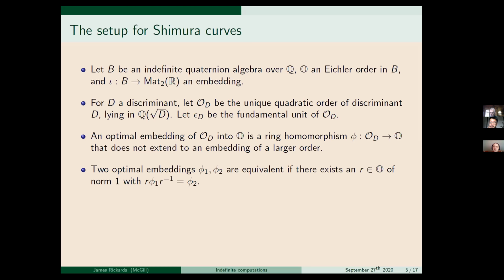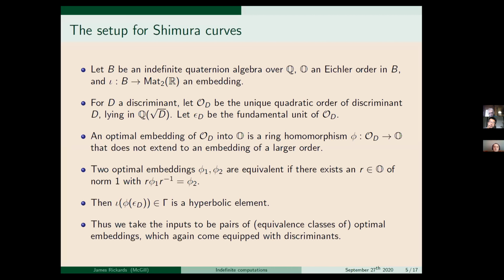Two optimal embeddings are equivalent if they're conjugate by an element of norm 1 in the Eichler order. And the whole point is, this is how we can construct hyperbolic elements of gamma. You start with epsilon_D, the fundamental unit. When you take this optimal embedding, the image of it is now a unit of norm 1 in your Eichler order. And then once you map that into M_2(R), now you have your primitive hyperbolic element of gamma.